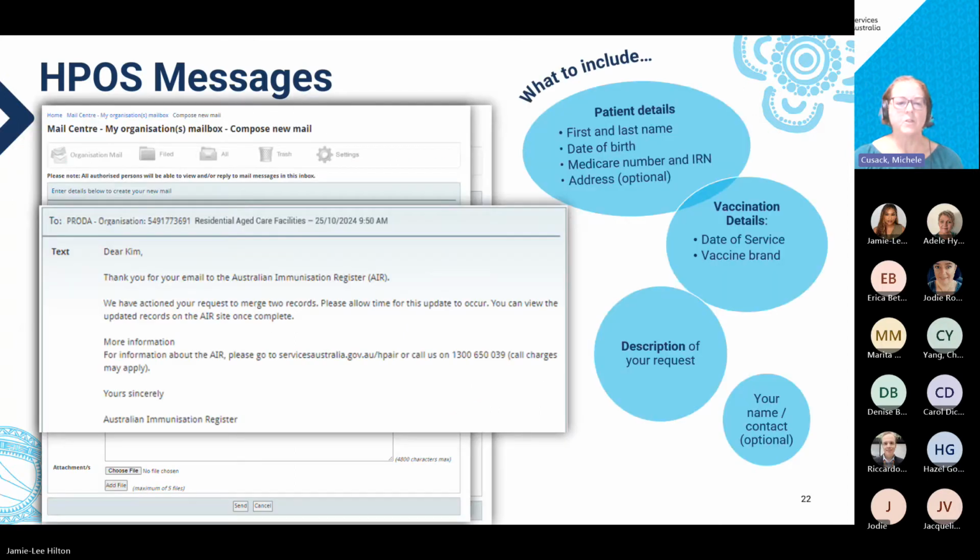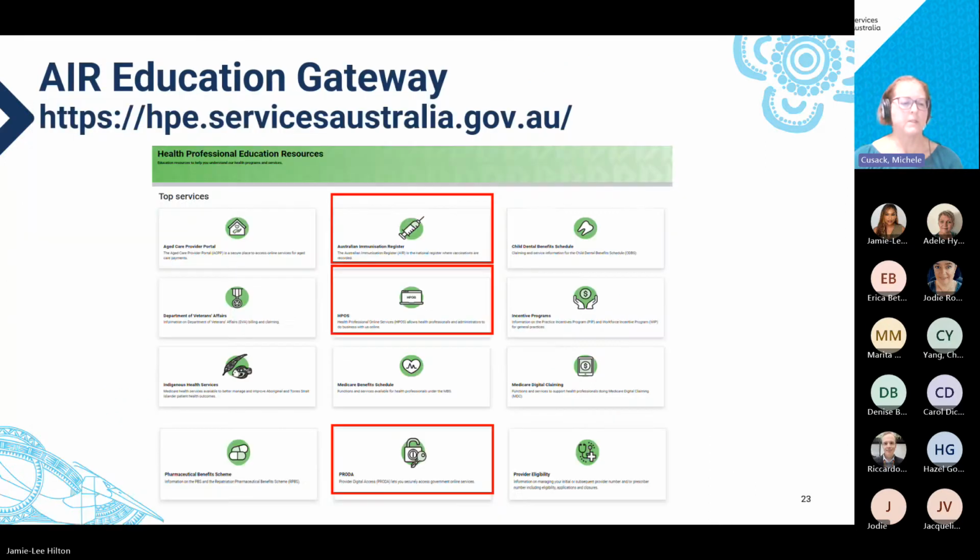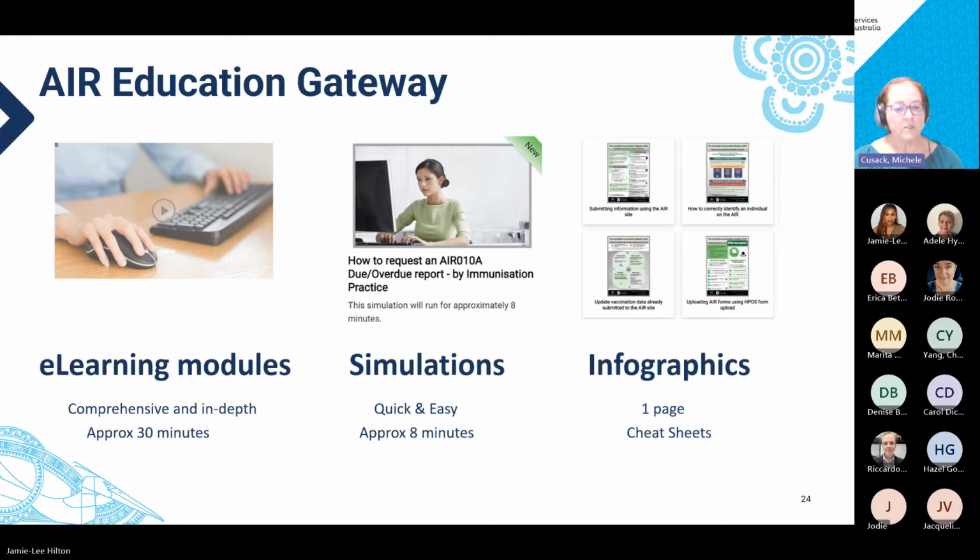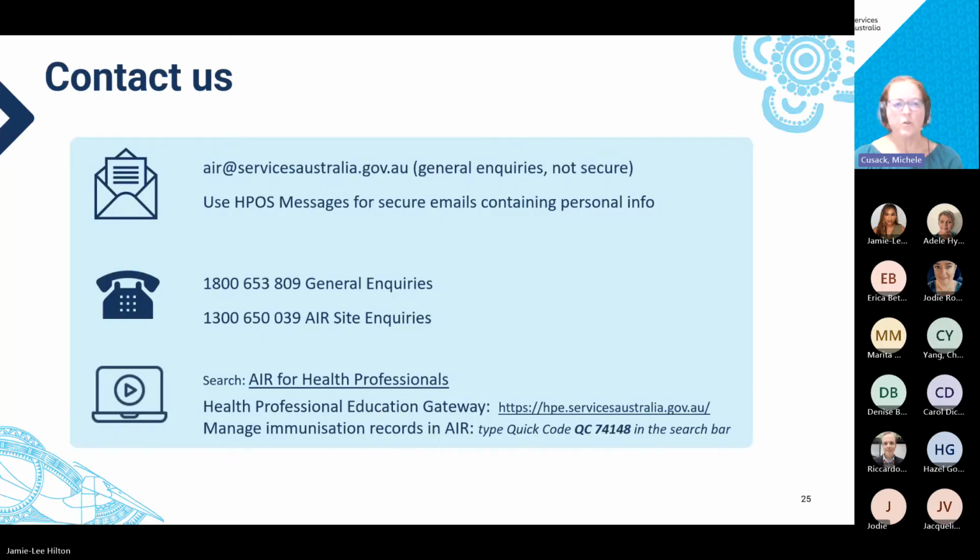Our education resources are here on the Services Australia website. You've got the Immunisation Register, you've got HPOS resources, you've got PRODA resources. And as I mentioned, there are the modules that you can do, the simulations, and the infographic cheat sheets, as we say, to help you out. And then there's some contact details for you: the AIR at Services Australia, the General Inquiries line, and the AIR Site Inquiries line. You will also have access to a copy of this, which has the PRODA information, if you have any problems creating your PRODA account.